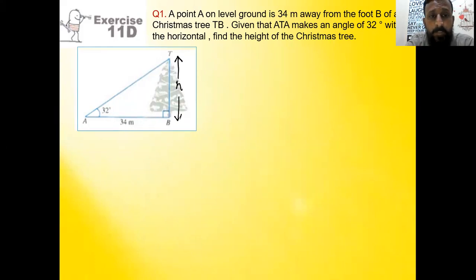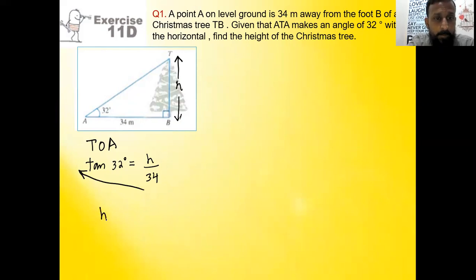So boys and girls, we know that the ratio between opposite and adjacent, they both come into TOA. So we can apply this concept here. Tangent of this angle 32 degrees equals opposite upon adjacent. We'll cross multiply 34 on this side. So the height h of the tree equals 34 multiplied by tangent 32 degrees.